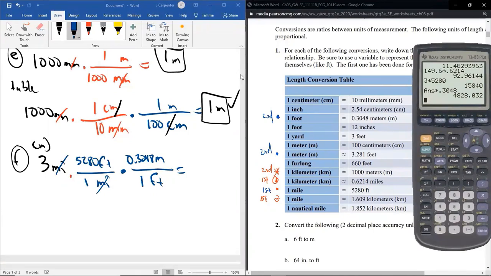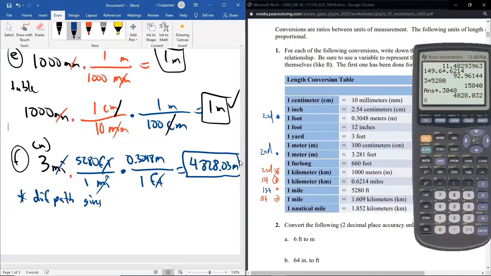So 4828, and then we round to the nearest hundredth, 0.03, and the feet are canceled, so the only thing we're left with is meters. And that would be our answer, 4,828.03 meters. Now, I will mention with this problem that if you did a different path, it will give a slightly different answer.